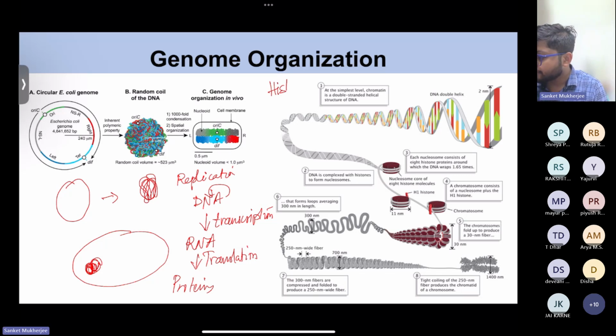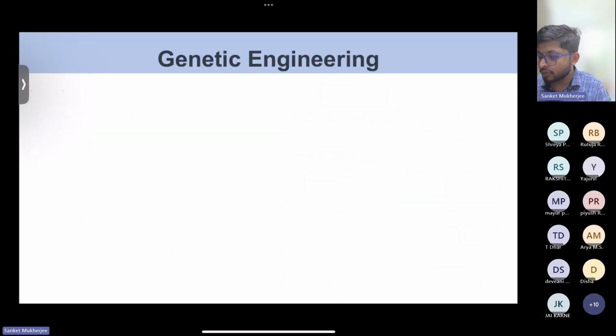So this is how it is. Okay, yeah. Here, a nucleosome is a histone molecule with DNA wound around it. Around one histone molecule, DNA is wound around 1.65 times, and histones form octamers, right? They form octamers, and that is how the organization is.